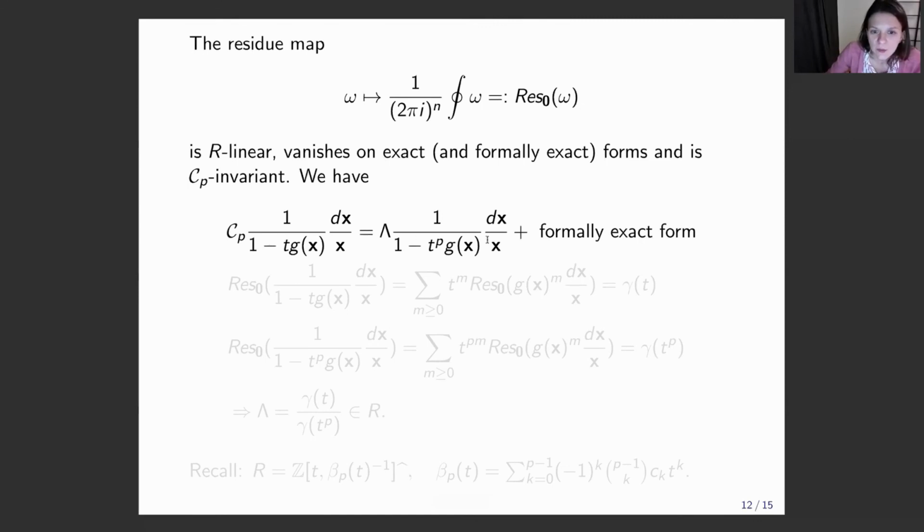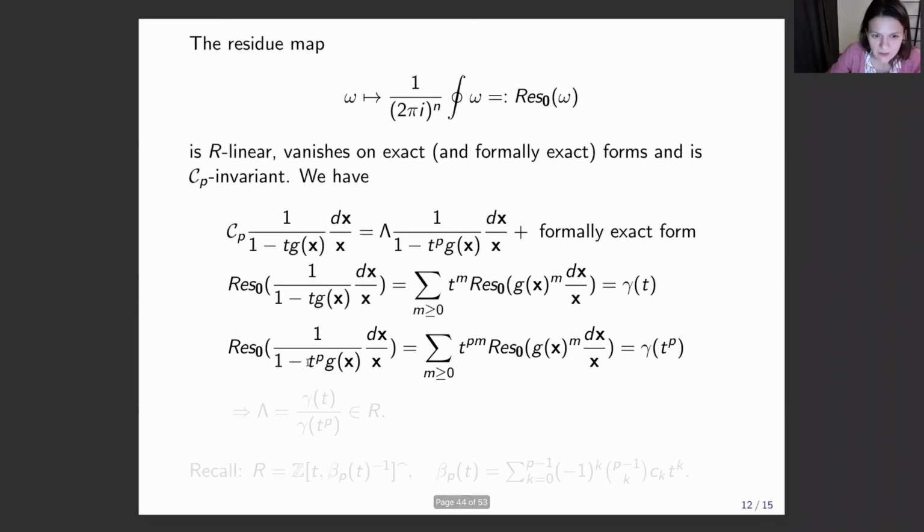So this is what we get from the theorem, that there exists such a lambda, that we have such an equality. Now let's apply the residue map. So the residue at 0 is, well, we do the same trick, this geometric series expansion for these differential forms, then integrate, and we get our generating function of constant terms of powers here. This is on this side because the map is Cartier invariant, that Cp here will not change anything, so we obtain gamma of t here. Now, on formally exact forms, the residue vanishes, and on this form, we just do the same computation with t substituted by t to the p.